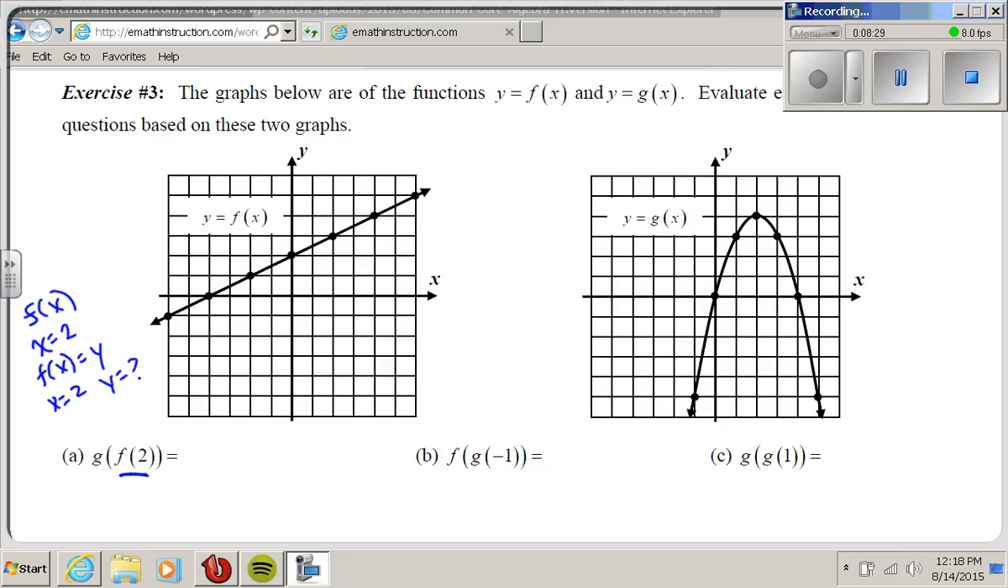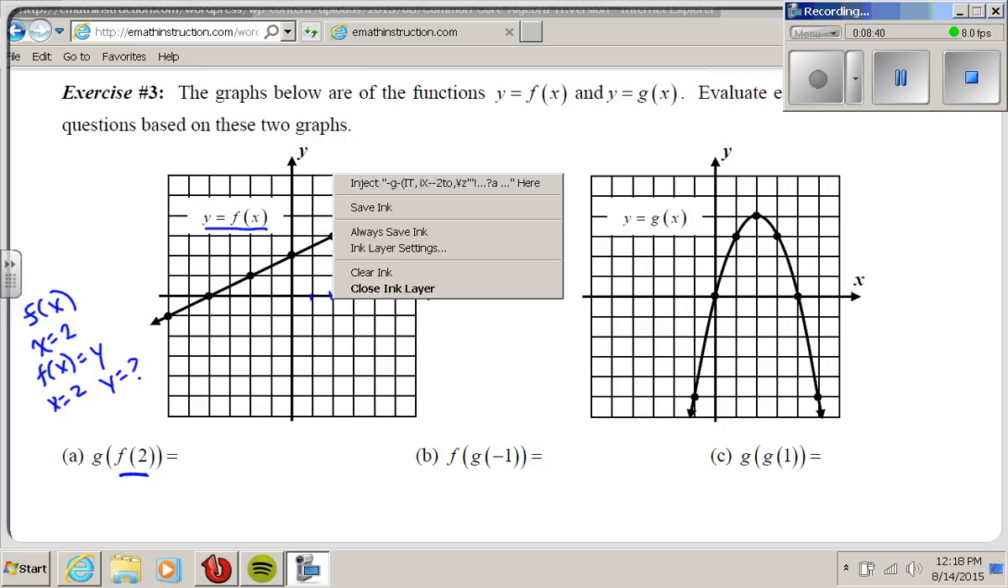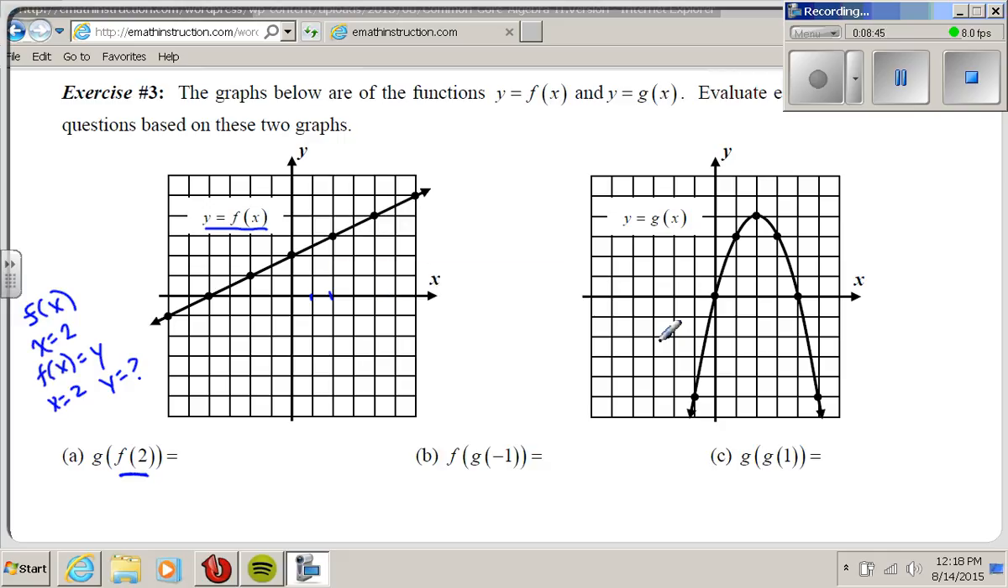We're just doing that by looking at the graph. So if I want f of 2, I'm going to go to my f of x graph. I'm going to find the x value of 2, and I want to know what is my y value. My y value at x is 2 is 1, 2, 3. My y value is 3. So what's f of 2? It's 3. So now what am I looking for? I'm looking for g of 3. F of 2 we said was equal to 3.